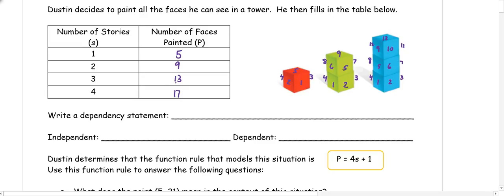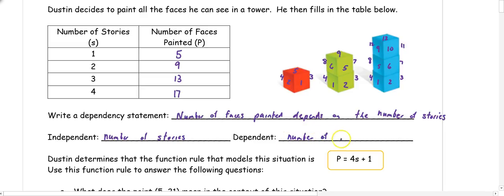So write a dependency statement. In this case, we would have the number of faces painted depends on the number of stories. So in this case, our independent variable is the number of stories, and our dependent variable is the number of faces painted.